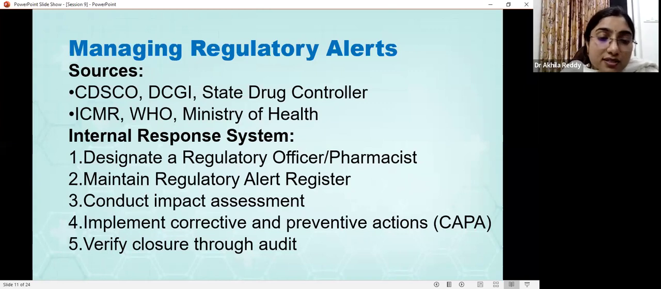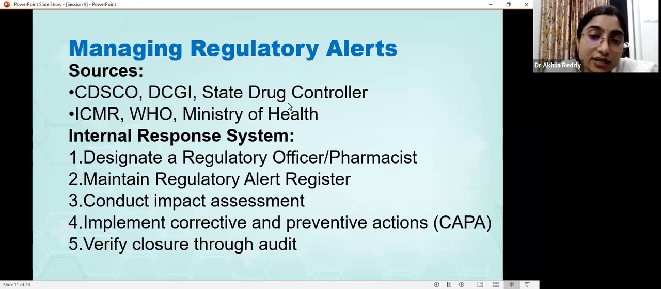And for the internal response system, designate a regulatory officer, a pharmacist. One pharmacist should always go through these things to avoid harm to the patient, so that whenever there are updates on these guidelines, the pharmacist will continue the process, and there will be a regulatory alert register. Conduct impact assessment, what is the impact we are getting, and implement CAPA, that is corrective action, preventive action, with that reaction. And verify closure through audit. These are the internal response system steps to be followed by the pharmacist.